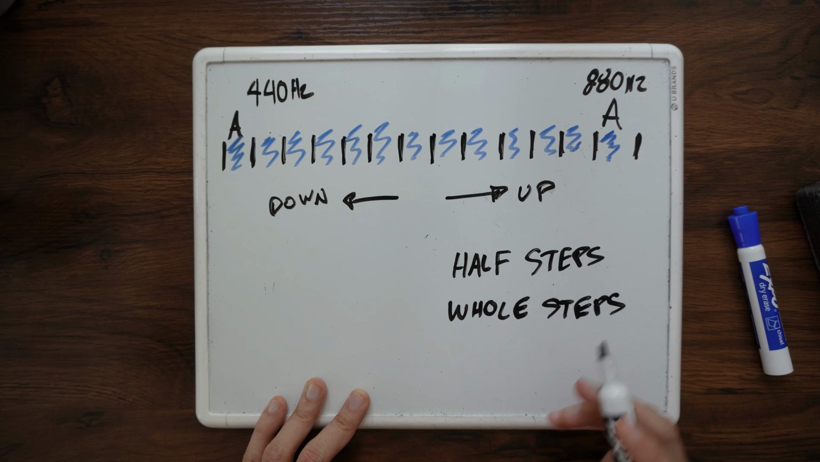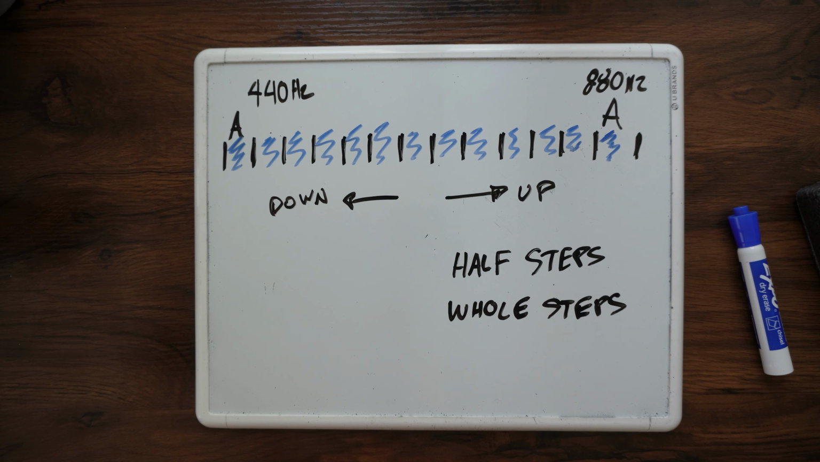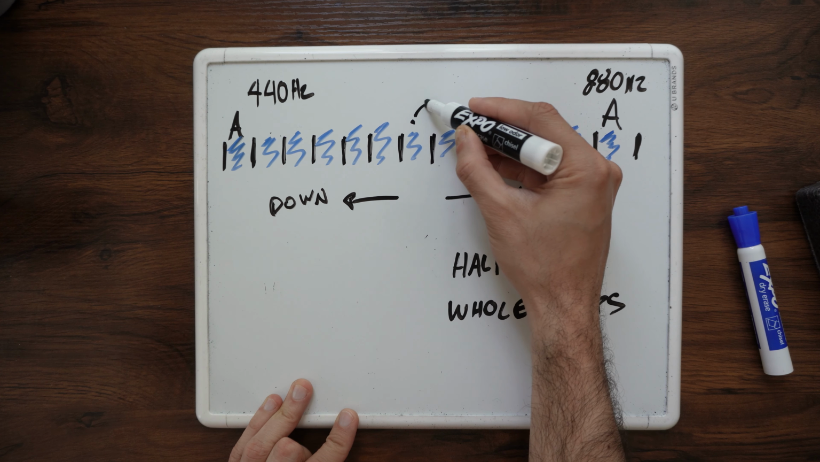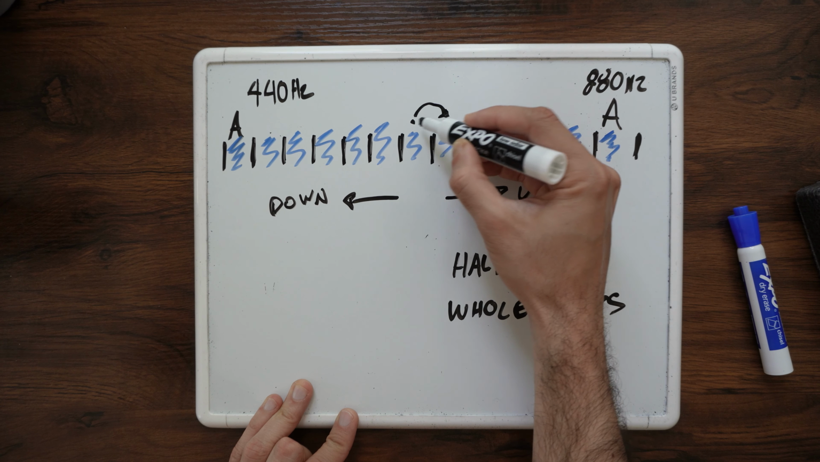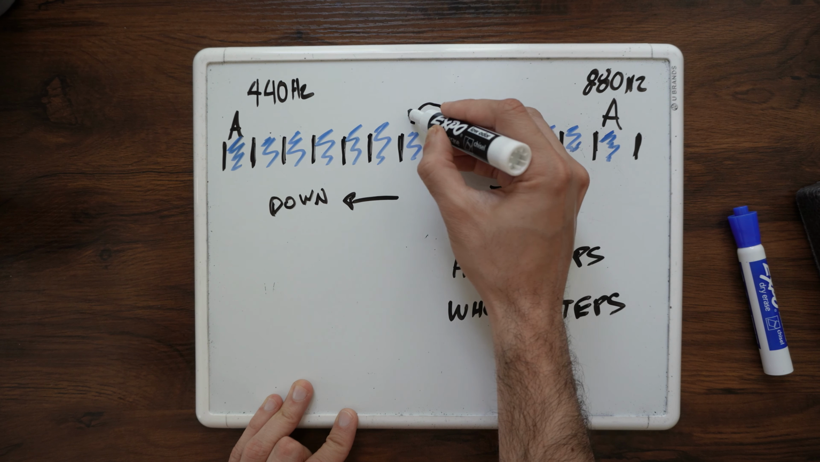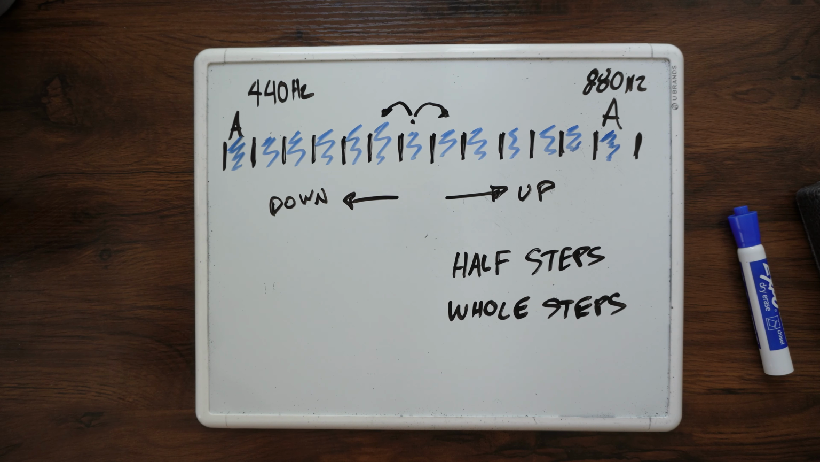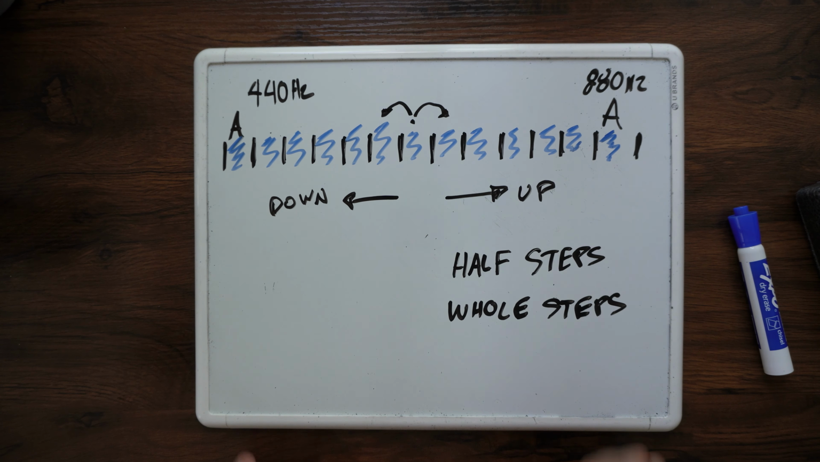A half step is the smallest distance between two notes in the 12-note system. For example, if I'm on this location, going up a half step means to go up to the next available note in the system, and to go down a half step means to go to the previous note in the system. Okay, so it's relationships that are back to back.